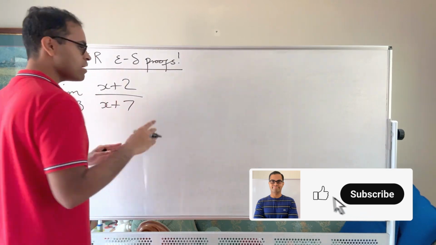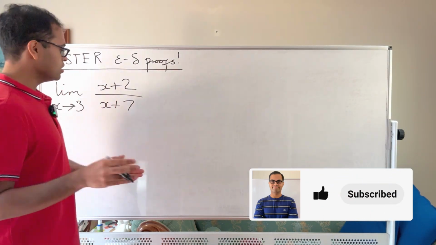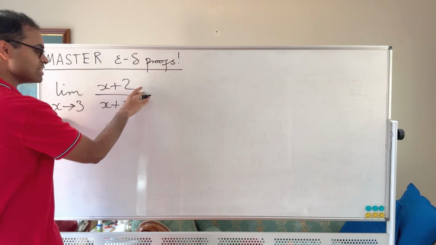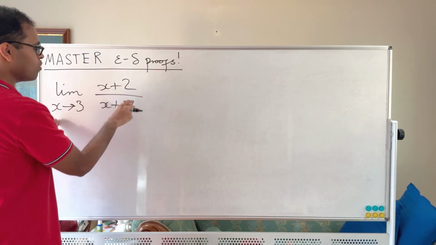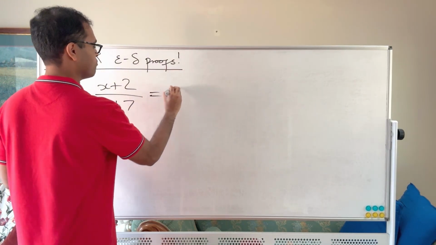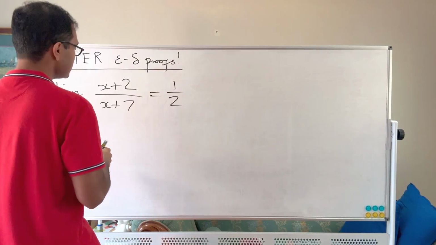The first step, every time I'm going to do the same methodology. The first step is when x approaches 3, when x is exactly 3, you get 5 over 10. So we're going to get a half. 5 over 10 is a half. This is a continuous function.